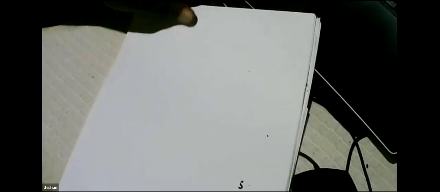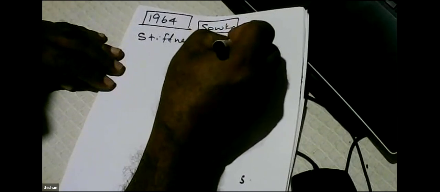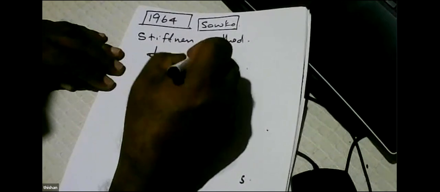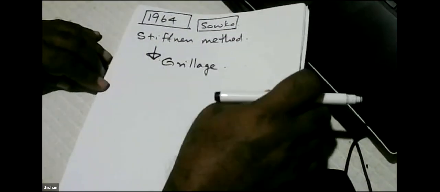And then you'll ask, what are other parameters that helped? In 1964, one person called Soko developed a stiffness method. Under that, he developed something called grillage. So what is the difference between a frame and a grillage?